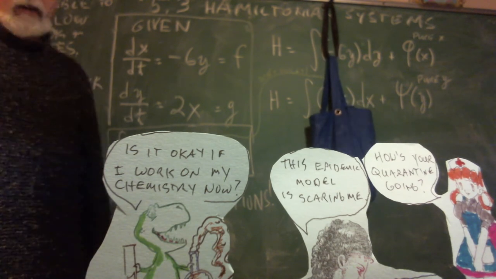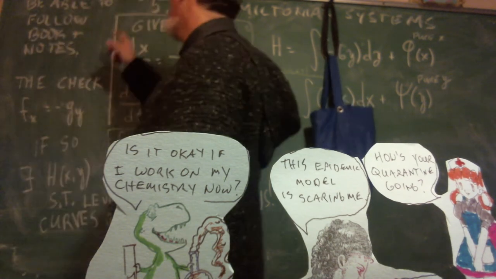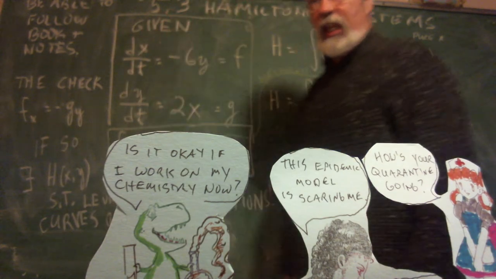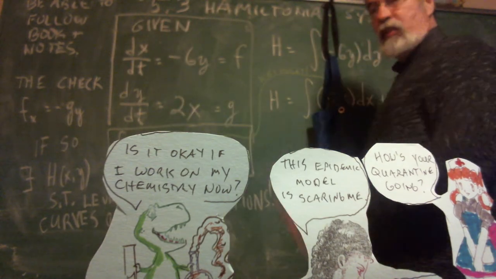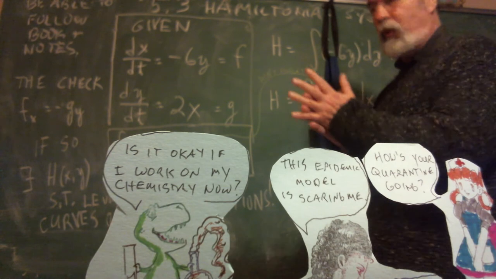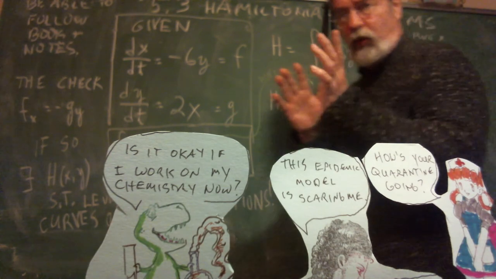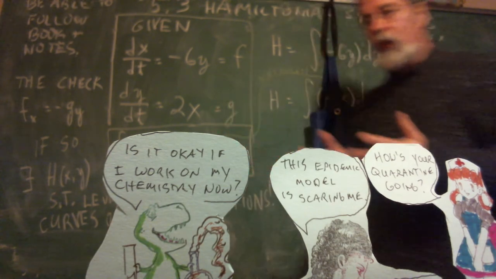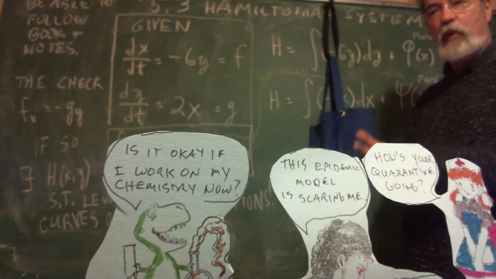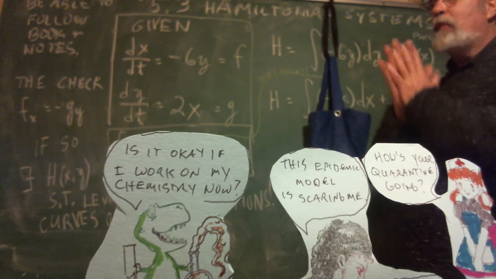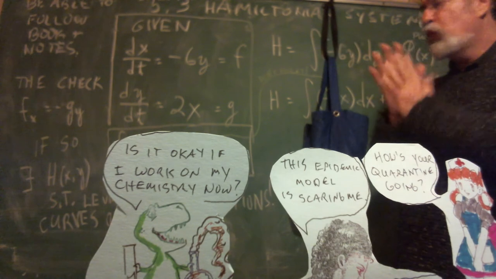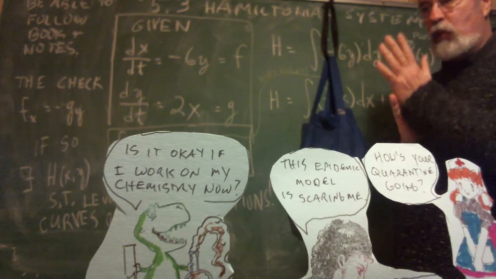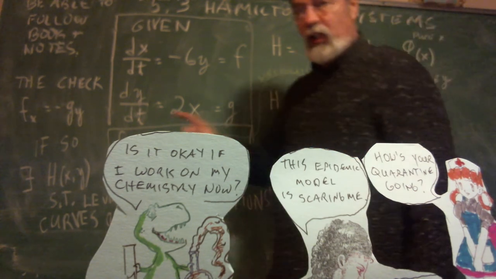And here we are in section 5.3. Hope you can see that. It's cut right off at the top there. Chapter 5, section 3, Hamiltonian systems. Good news for you: you don't have to have it memorized. When we have the test on chapter 5, it'll be open book, open notes, because you're at home anyway. But I always have an open book, open notes, and you will see why, because there's a little check we've got to do.